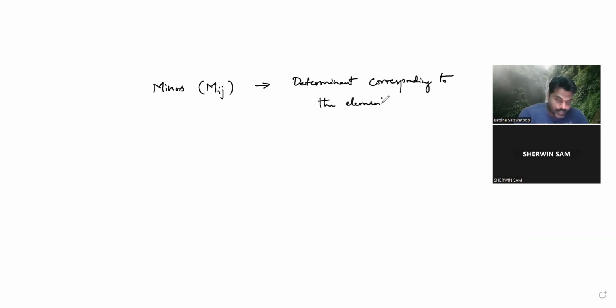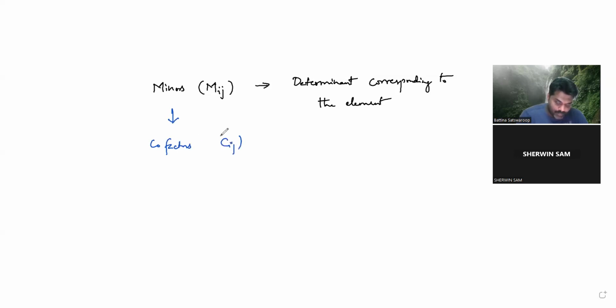Okay. So we'll continue with minor. So minor you will represent as Mij. A minor is nothing but a determinant corresponding to the element in the matrix. Correct?